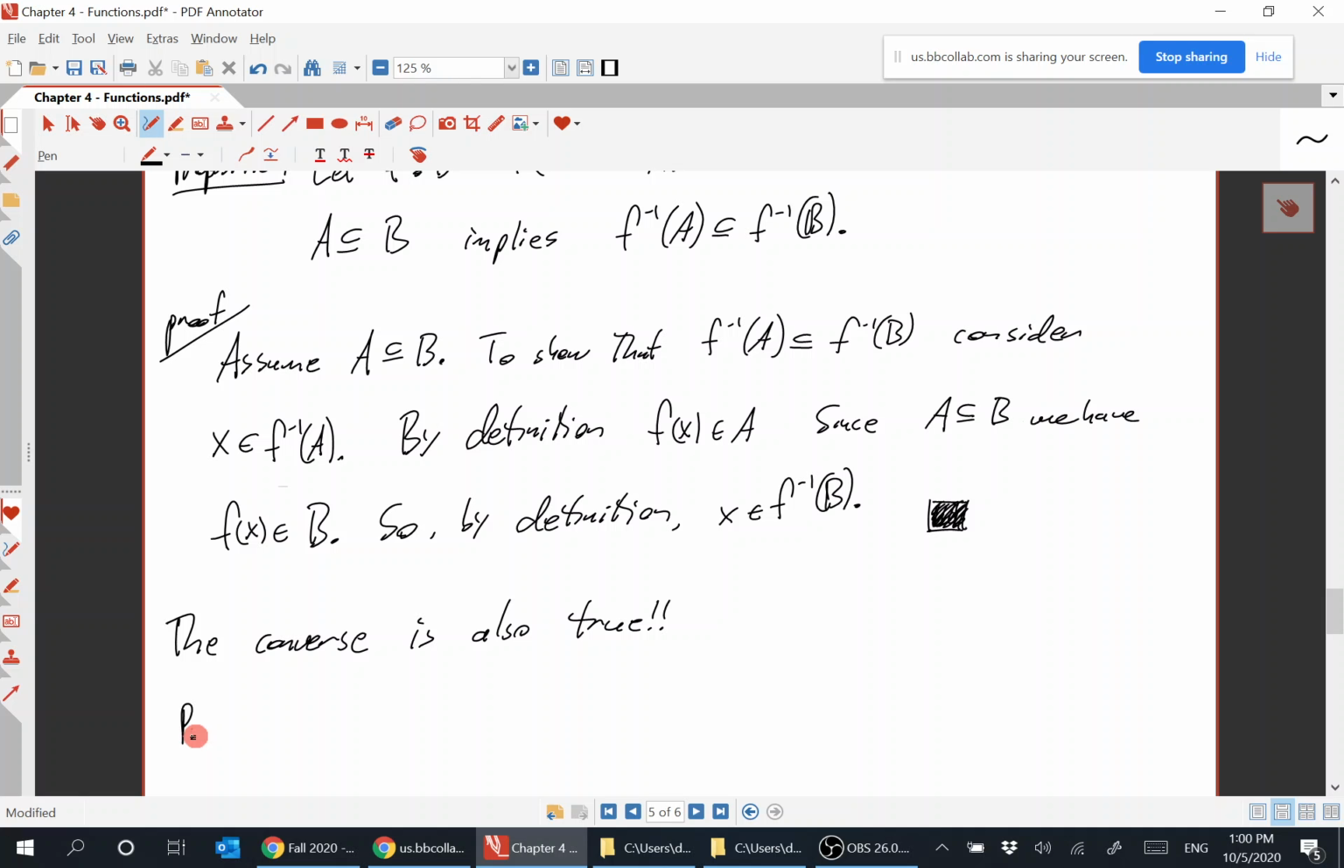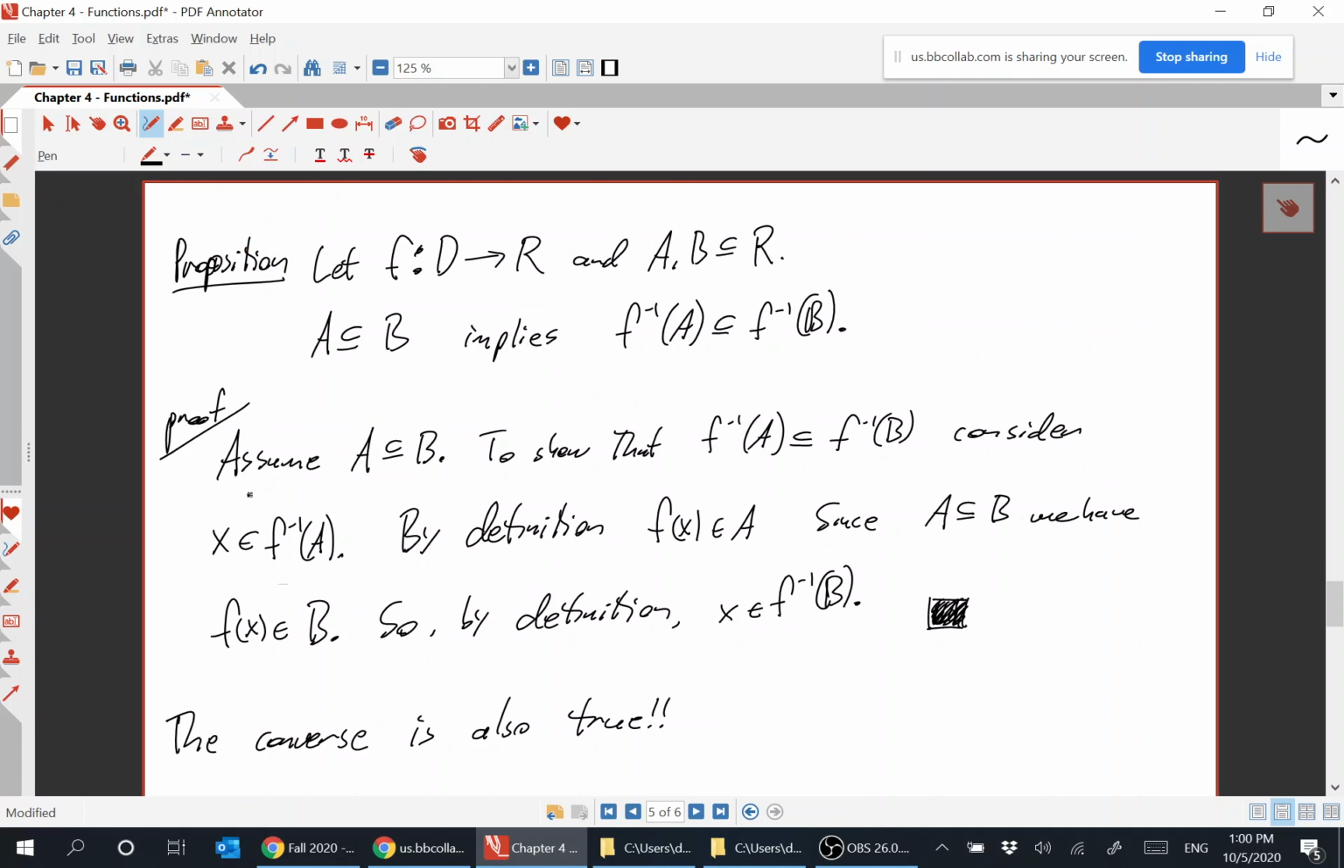So with the preimage, the analogous statement that failed with images actually works with preimages. Preimages are just more well-behaved in a way than images are.